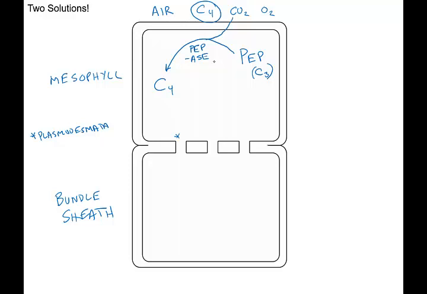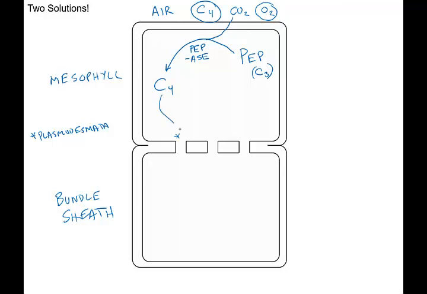But this is important. It is selective for CO2. So it doesn't matter how much of this oxygen is up here in the airspace, PEP carboxylase selectively pulls out the CO2 and adds it to PEP to make this C4 molecule. Okay, so what happens next?